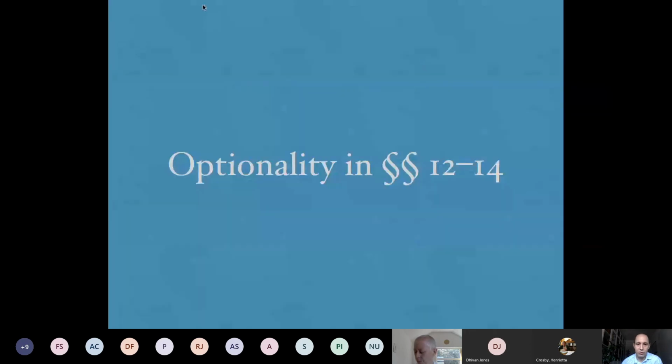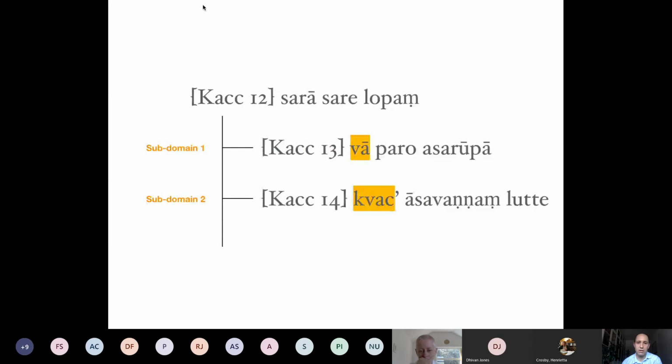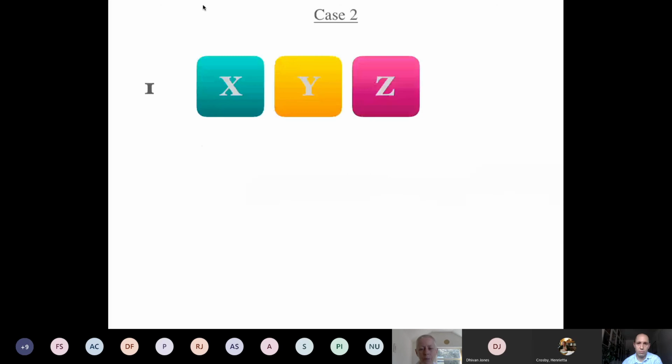But let's look now into the optionality of some other rules that we have seen at the beginning of the class. We go back now and try to understand how Anubhuti works at the beginning of this chapter. We have seen these 2 different levels, but how do we understand that from Anubhuti? How does Anubhuti work here? So this would be case 2. This is not exactly matching the Kaccāyana 12, 13, and 14, but in the theory is the same. The theory that is operating is the same.